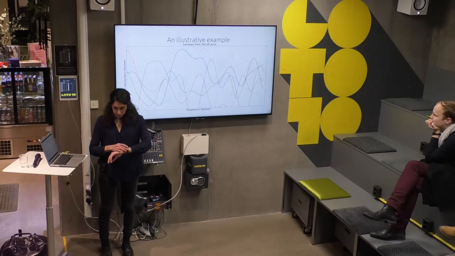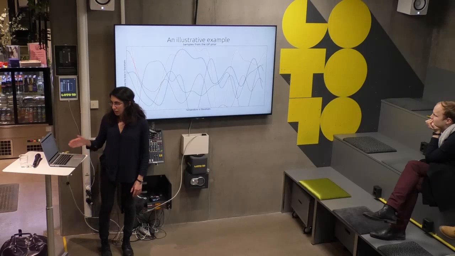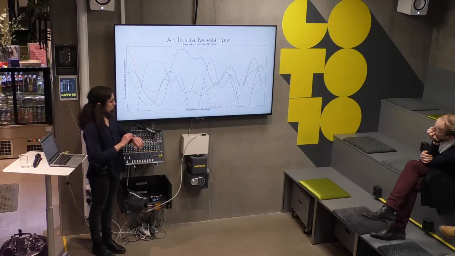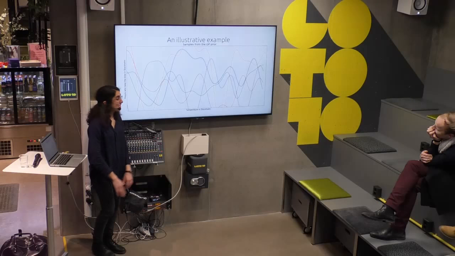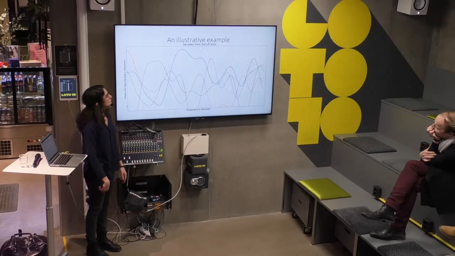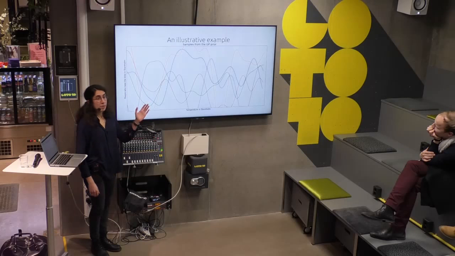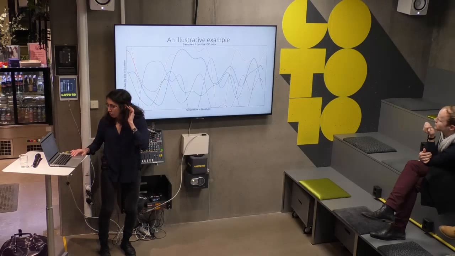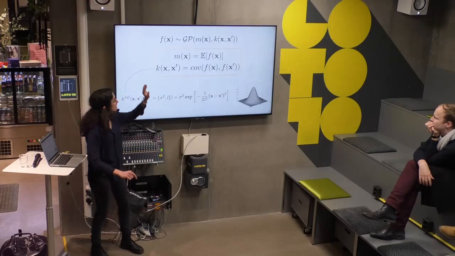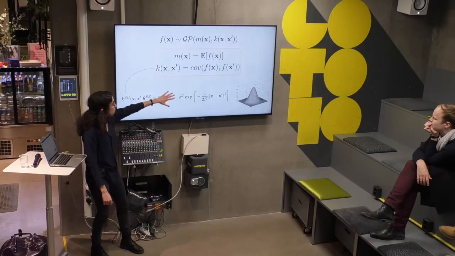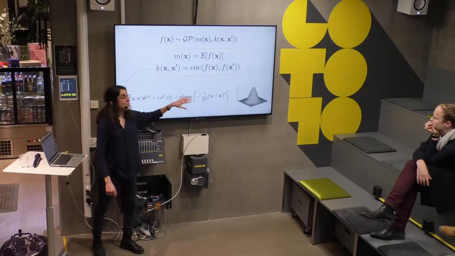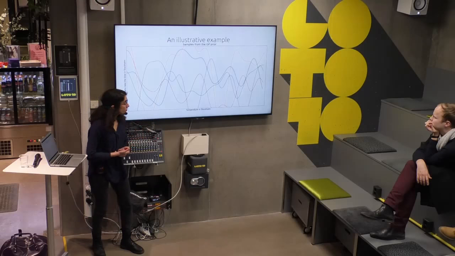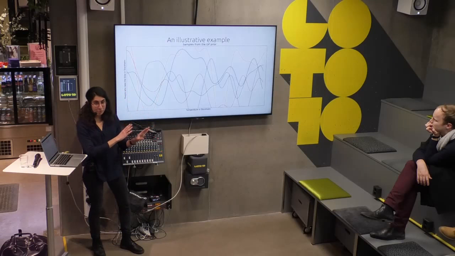Let's look into an example. So this is a GP prior. What I defined here in this slide was a mean, and I'm using this squared exponential kernel to define a prior, a GP prior, a Gaussian process prior, to our function f.